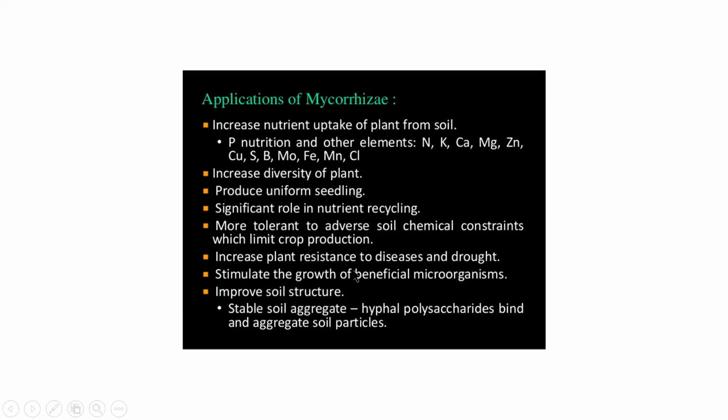Then it increases the plants' resistance to diseases and drought. So when the plant has a mycorrhizal association, even if there is less water, the plant is able to survive because the fungi can absorb atmospheric water moisture. So the fungi, because it has very fine hyphae, can absorb as much moisture as it can, and it can supply it to the plant. So even if the plant is not getting adequate water, a plant with mycorrhizal association can survive the drought condition. Drought means a situation where there is no water, and even in that situation the plants will grow well.